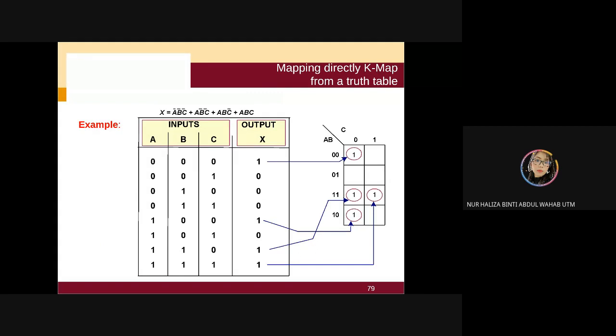Mapping direct map from truth table to K-map. This one is very easy because you were given direct values, right? So 0, 0, 0, what is the value? Then the output is 1. 0, 0, 1, you get the output of 0. 0, 1, 0, you will get 0. So you just do mapping. This one we have been through several times already.